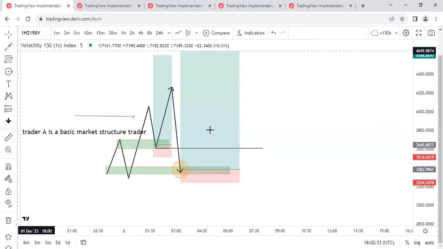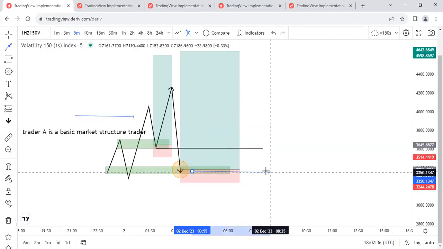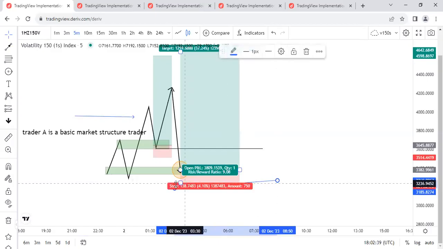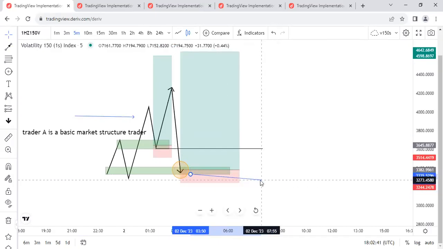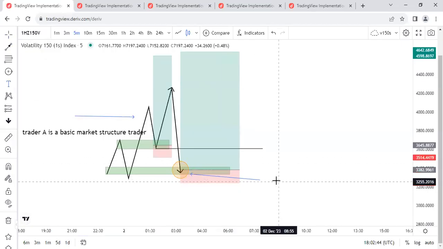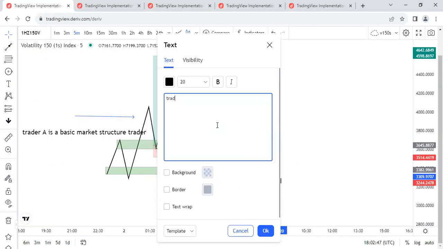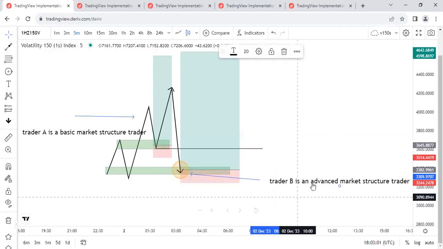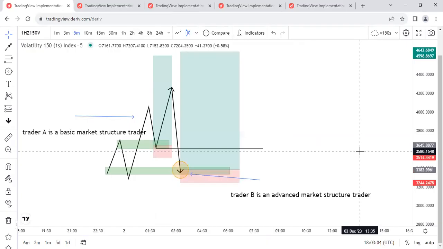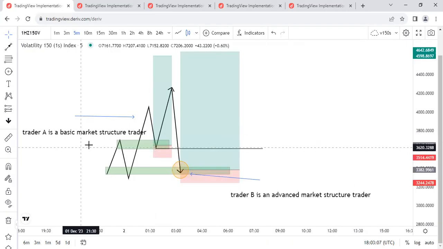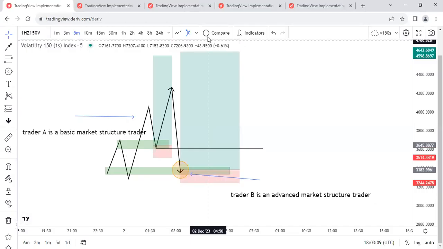While trader B is an advanced market structure trader. This trader B is what? Trader B is an advanced market structure trader. So trader B, who is an advanced market structure trader, is waiting for trader A to be taken out of the market before he enters. Okay? He's waiting for the market.